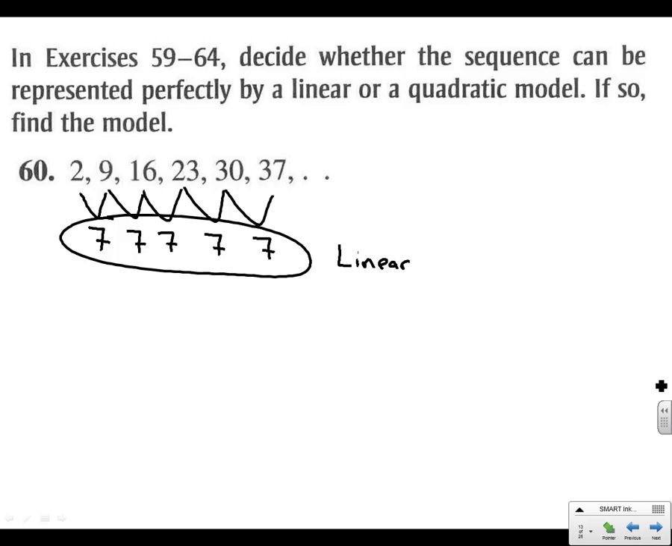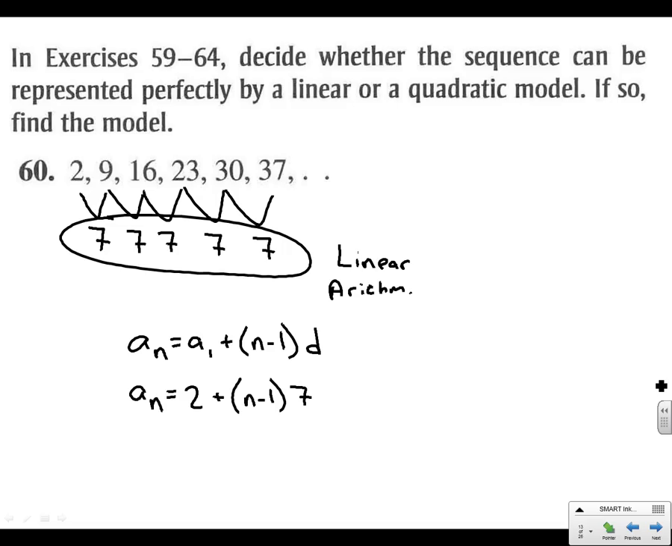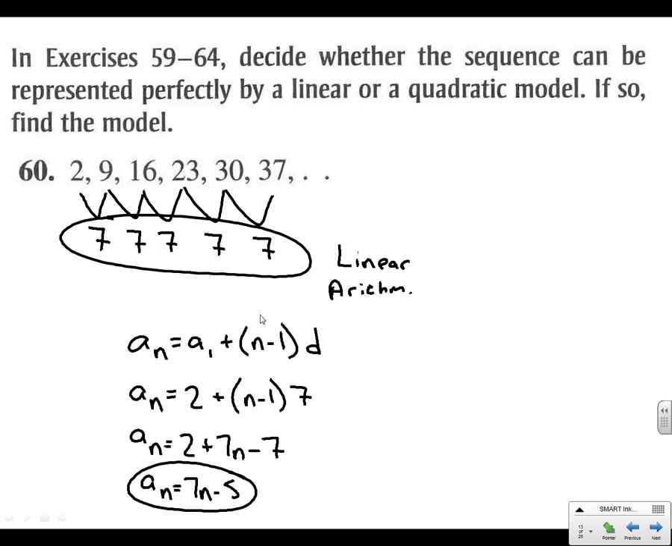Let's go ahead and figure out what it is. A linear model is the same as saying an arithmetic model. So we can go to a sub n equals a1, we have this formula, plus (n − 1)d. The first term is 2. The difference is 7. Let's distribute and clean this up. Plus 7n − 7. And so our final answer, a sub n, will be 7n − 5. And that's our answer. That's our linear function. So try the other problems and questions. Ask me in class.